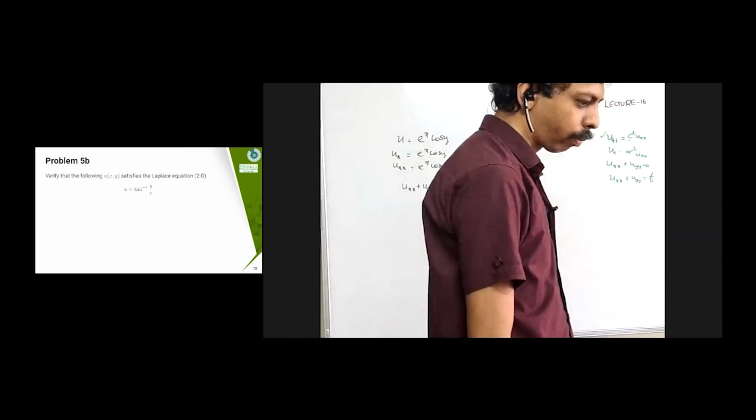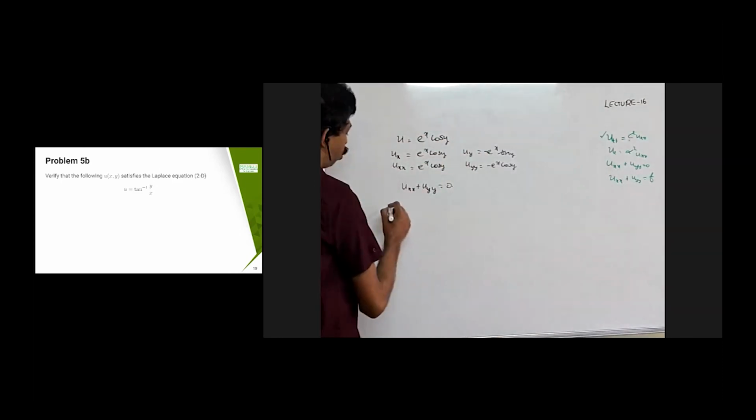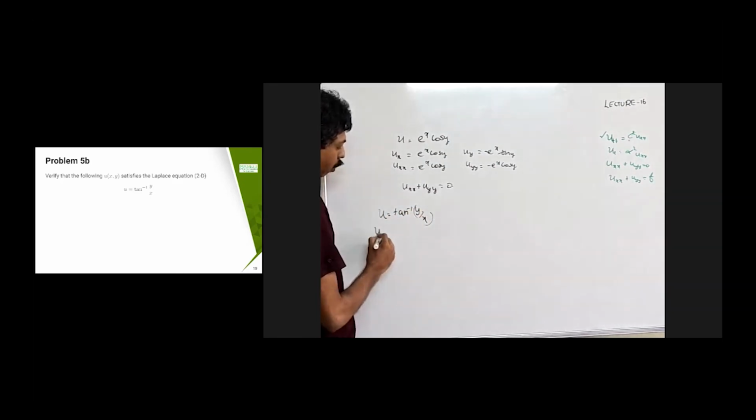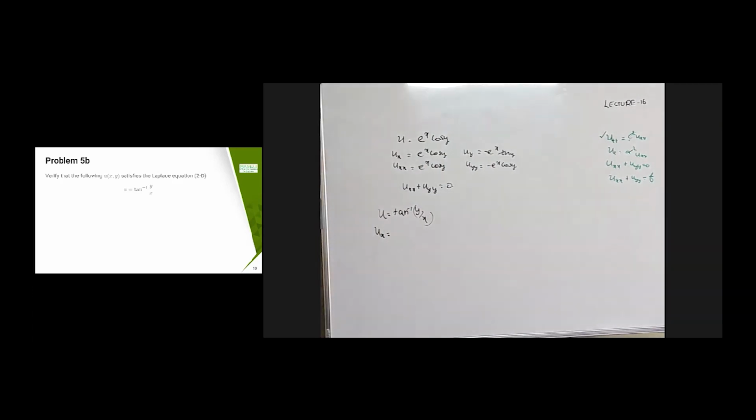Next problem. So u is equal to tan inverse of y by x. You have to check whether it is satisfying or not. So what is ux? What is ux for tan inverse?